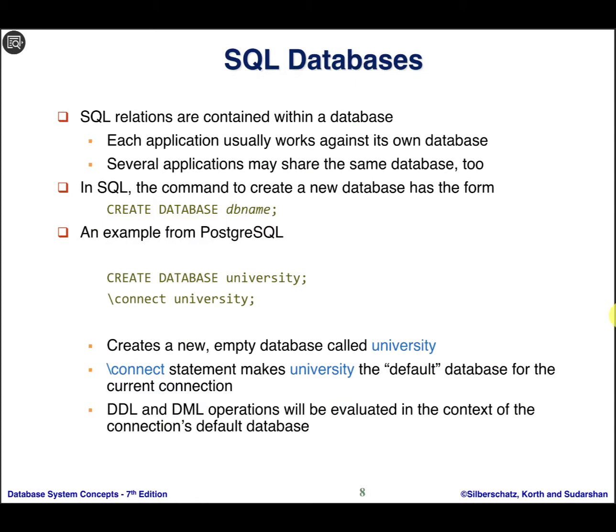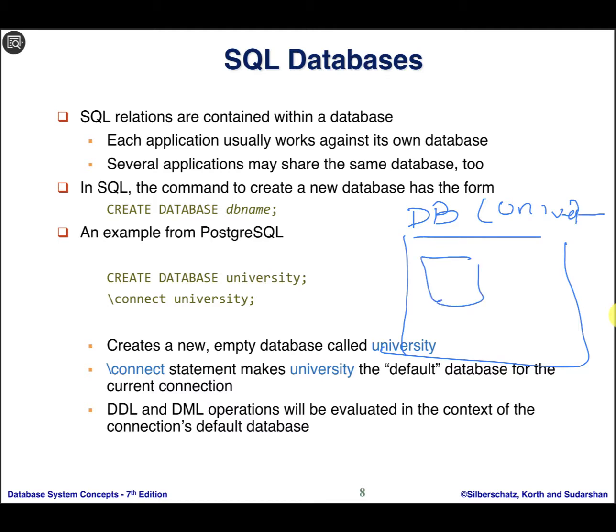Now let's start talking about the database. When you work with a database in general, now we talk about the university database. We say you have a university database that contains a lot of tables, right? In order to work with this, you always have to create a database first. So you have a database, for example, called university, and within the database you create the tables. So the database is a collection of tables or relations.